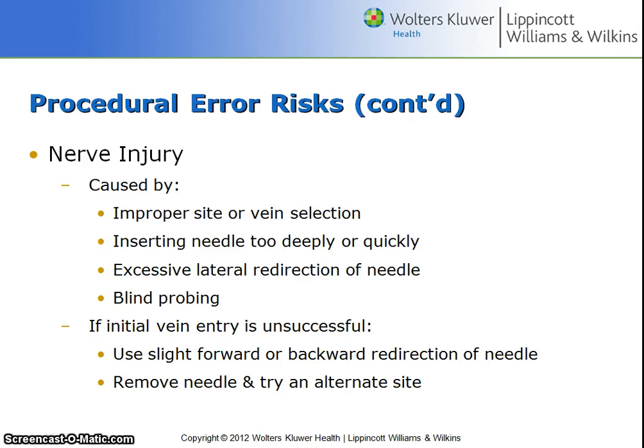Like I mentioned before, nerve injury can happen. Usually it happens if you choose an improper site, or if you go too deeply or quickly, if you dig too much, which is the excessive lateral redirection, or if you do blind probing, which surely none of you would do. If initial vein entry is unsuccessful, you can use slight forward or backward redirection of the needle to see if you just haven't reached the vein or if you went all the way through it. But again, try to make sure you avoid lateral redirection.